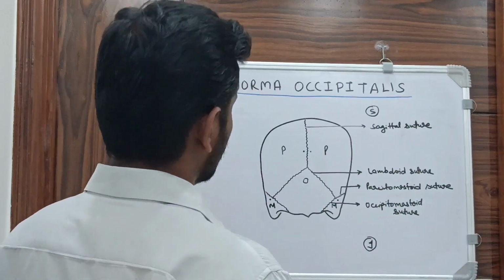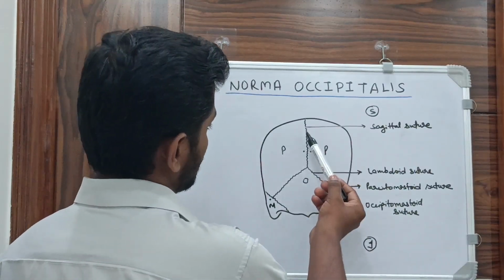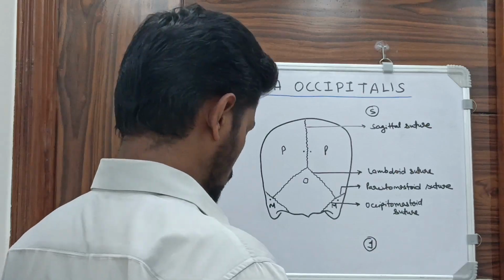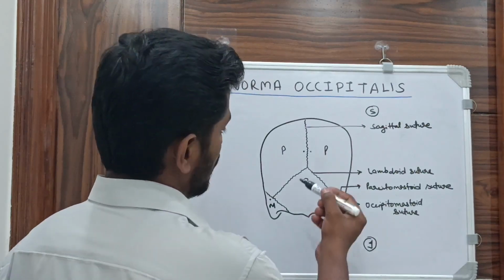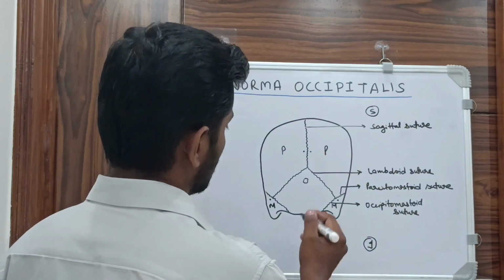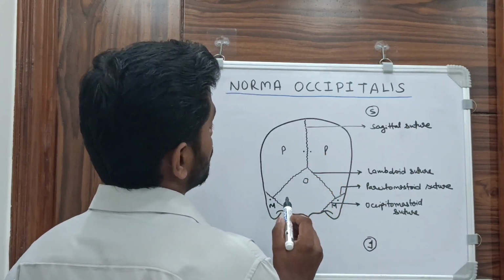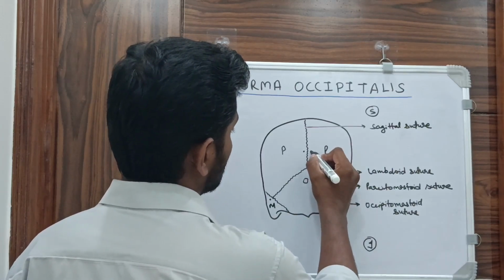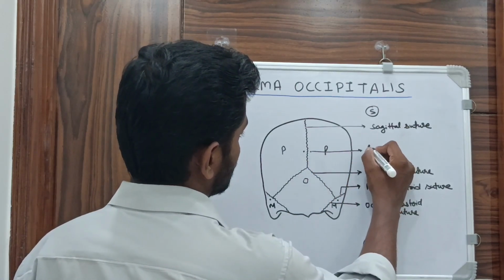Now we can see here that the point where the sagittal suture and the lambdoid suture meet, this point is known as lambda, and anterior to the lambda, approximately 2.5 to 4 centimeter, we have one foramen on each parietal bone, and that foramen is known as the parietal foramen.